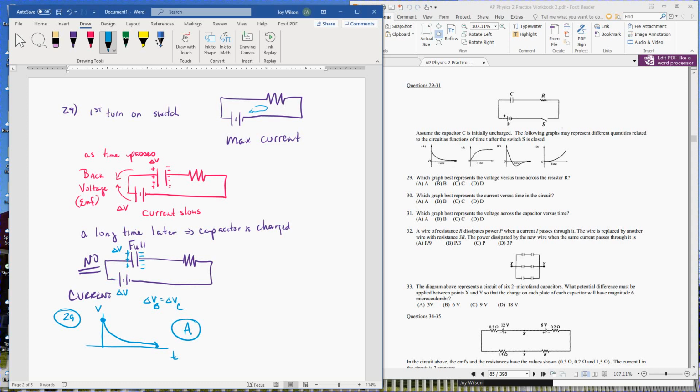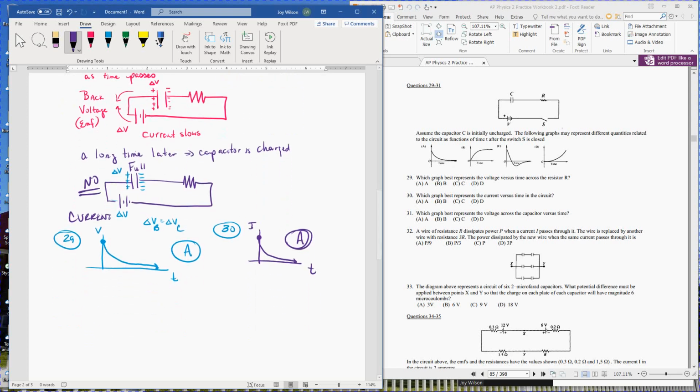Number 30. Which graph best illustrates the current versus time? Well, you can probably guess. It's the exact same graph. Start with a high current, flatten out to no current. So this one is also A. Because the capacitor slows the flow as it starts to fill up. It can only hold so much. And so as it starts to flow out and fill up, it's going to resist any more current coming in.